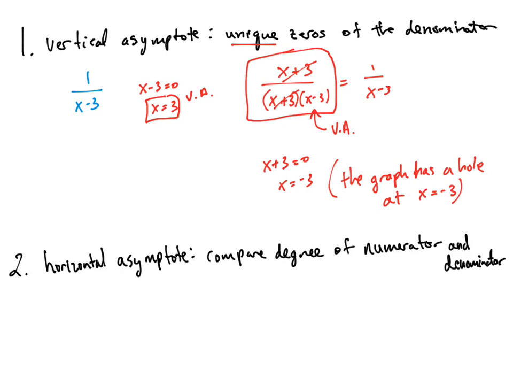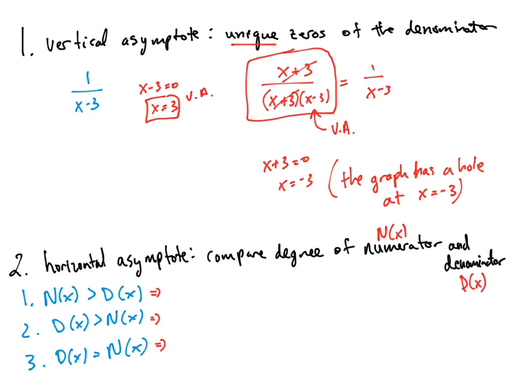For horizontal asymptotes, we want to compare the degree of the numerator and the degree of the denominator. So for shorthand, for the numerator, I'm going to write n of x. For the denominator, I'm going to write d of x, so I don't need to keep writing them. So when we make a comparison, the degree of the numerator could be bigger than the degree of the denominator, the degree of the denominator could be bigger than the degree of the numerator, or they could be equal.